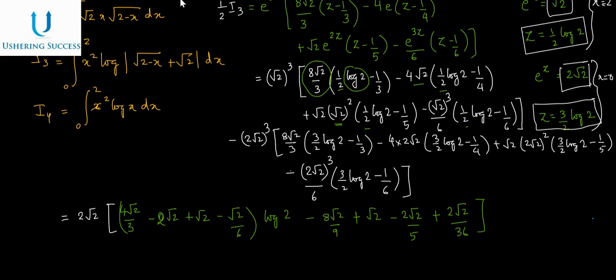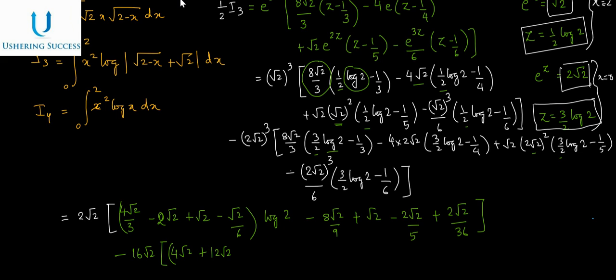So this would be my first term, and the second term would be 2 root 2 whole cube will be 16 root 2 into, I collect the log 2 terms in the second bracket, so log 2 into 8 root 2 by 3 into 3 by 2 would be 4 root 2, and then I have 4 into 2, 8 root 2 into 3 by 2, which is 4 root 2 into 3, 12 root 2 plus 12 root 2, and then I have 2 root 2 whole square, which is 8 root 2 into 3 by 2, so 4 root 2 into 3, 12 root 2.